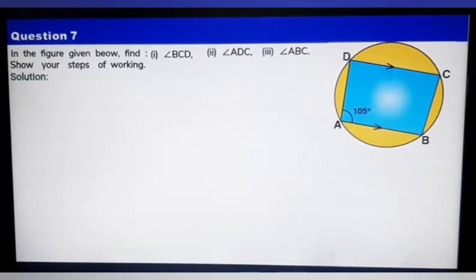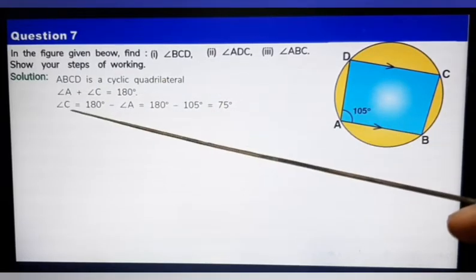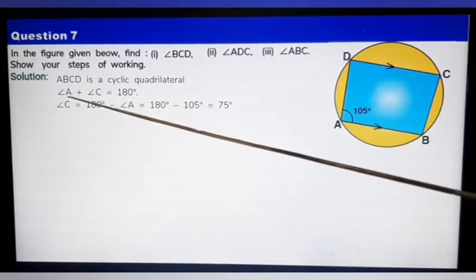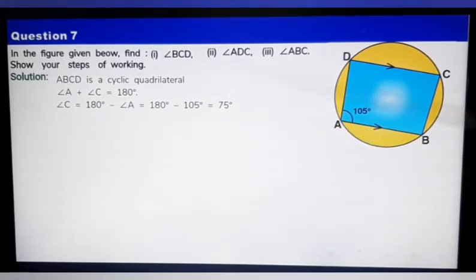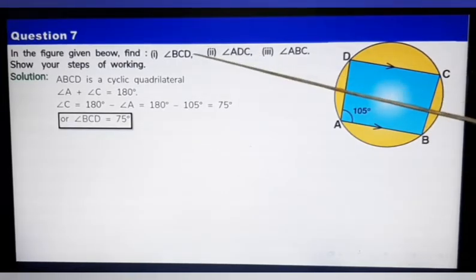Now there's a famous theorem on cyclic quadrilaterals which says that the opposite angles of a cyclic quadrilateral sum to 180 degrees. So angle A plus angle C will be equal to 180 degrees. That means angle C will be equal to 180 minus A, and A is 105, so this turns out to be 75 degrees. So angle C, that is BCD, will be equal to 75 degrees. So we are done with the first part.